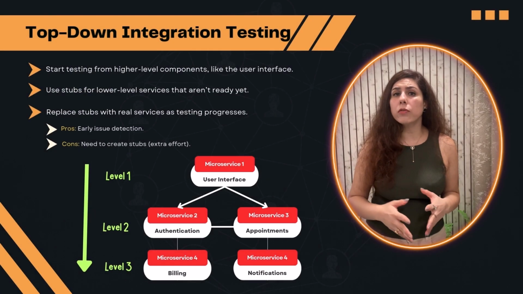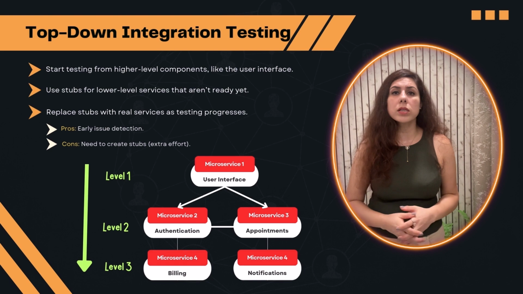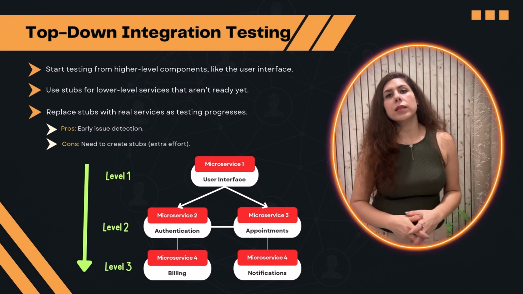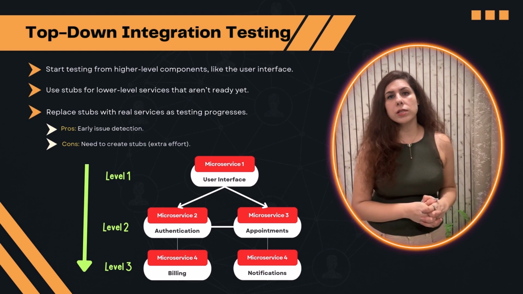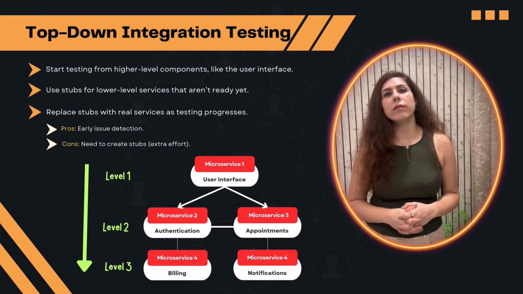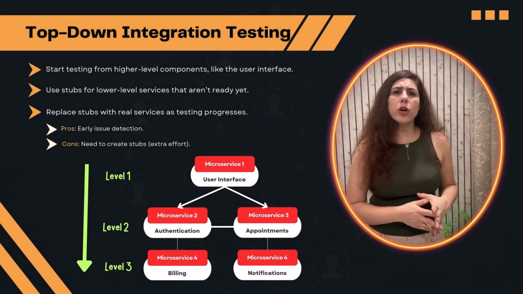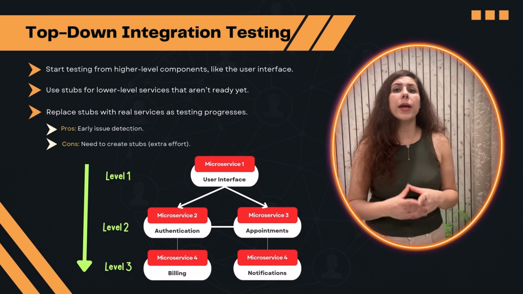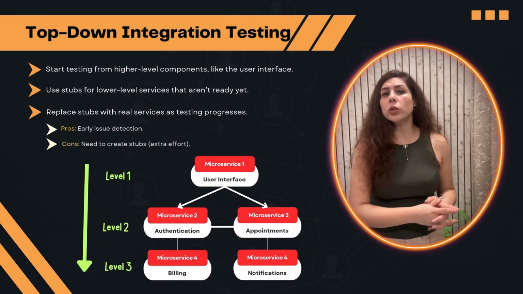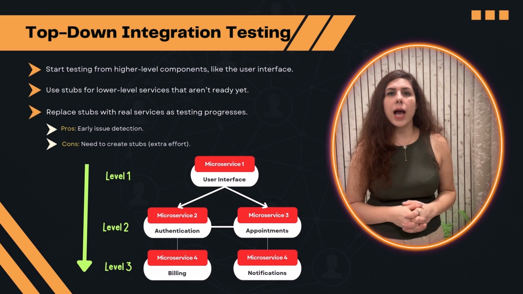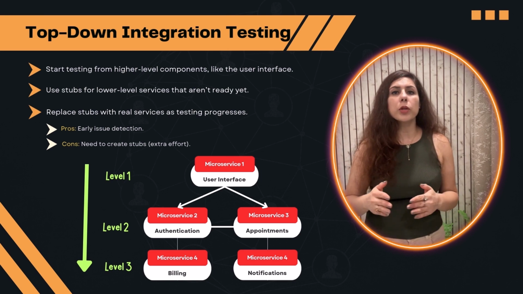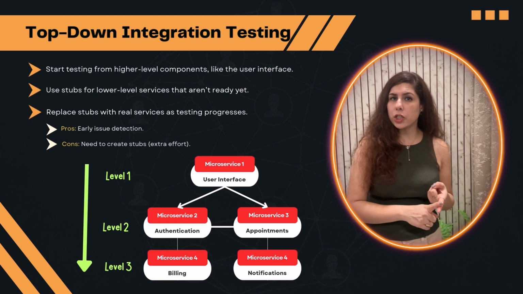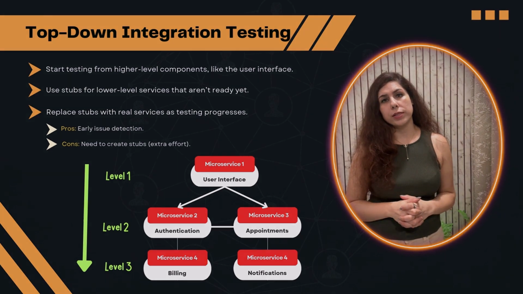The first type of incremental integration testing is top-down integration testing. In this approach, we test the higher level modules first, gradually adding lower level modules or services. For example, in a hospital management system, we start by testing how a patient books an appointment through the user interface only, as the UI service communicates with two services at the lower level, the authentication and appointment booking service.